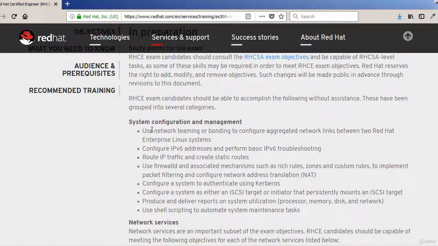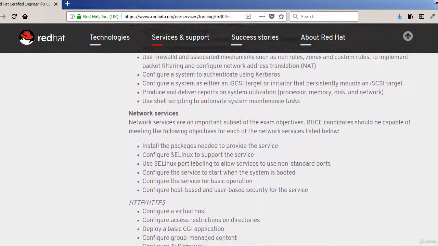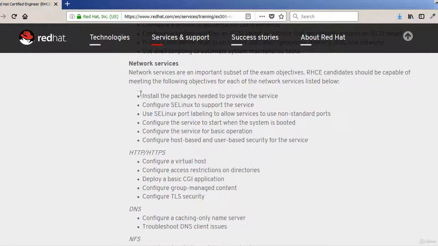Like for system configuration, we have network teaming or bonding, IPv6, routing IP traffic, firewalld, very important subject, authenticating using Kerberos, iSCSI configuration, and system utilization reporting. Also a little bit about shell scripting that you should have knowledge of.